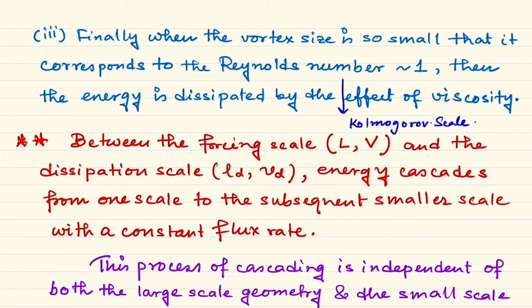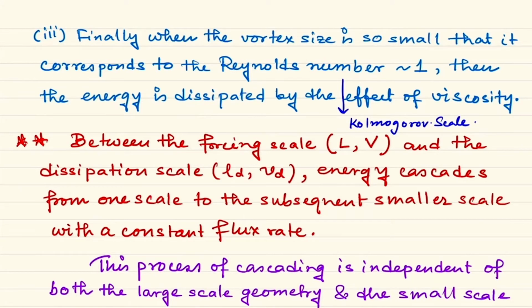Then we can say that starting from this scale, starting from this Reynolds number, this vortex of this size with the Kolmogorov scale, the energy is dissipated by the effect of viscosity. So no more fragmentation and cascade of energy takes place. Okay. Now between the forcing scale and the dissipation scale, we can always say that this is the macroscopic scale.